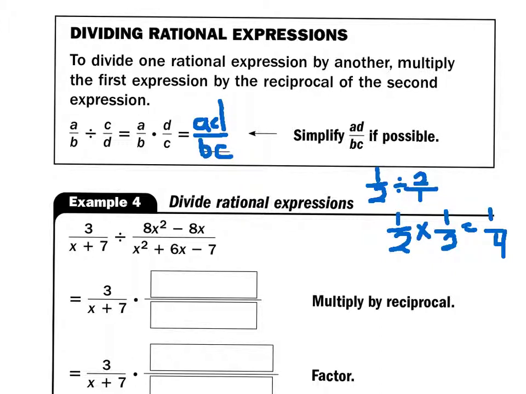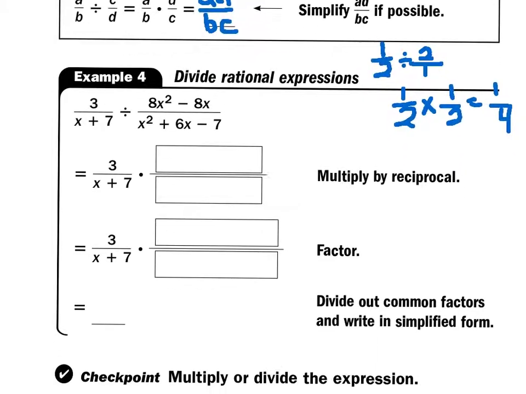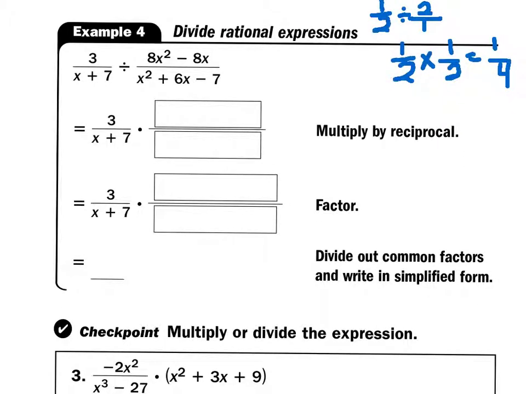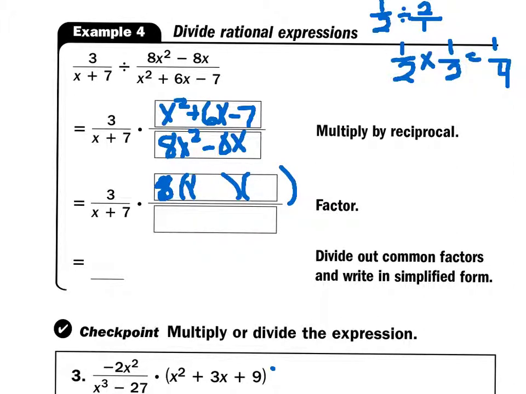So down here at the bottom, example 4, divide this rational expression. We are going to flip the second one over to get x squared plus 6x minus 7 over 8x squared minus 8x. We're going to factor it out. I could pull an 8 out, sorry, that's the bottom. So I can say x minus 7 plus 1. On the bottom, I can pull out an 8x, and I'm left with x minus 1.